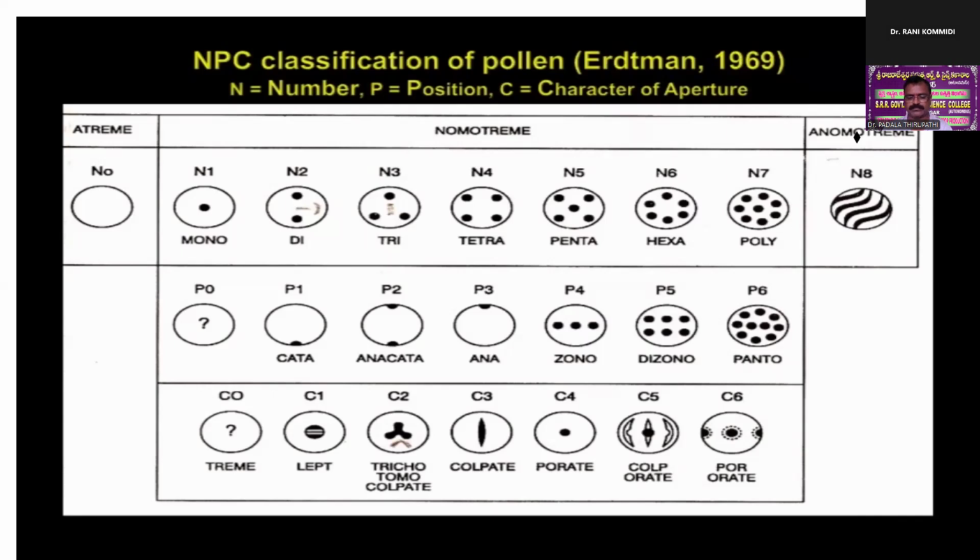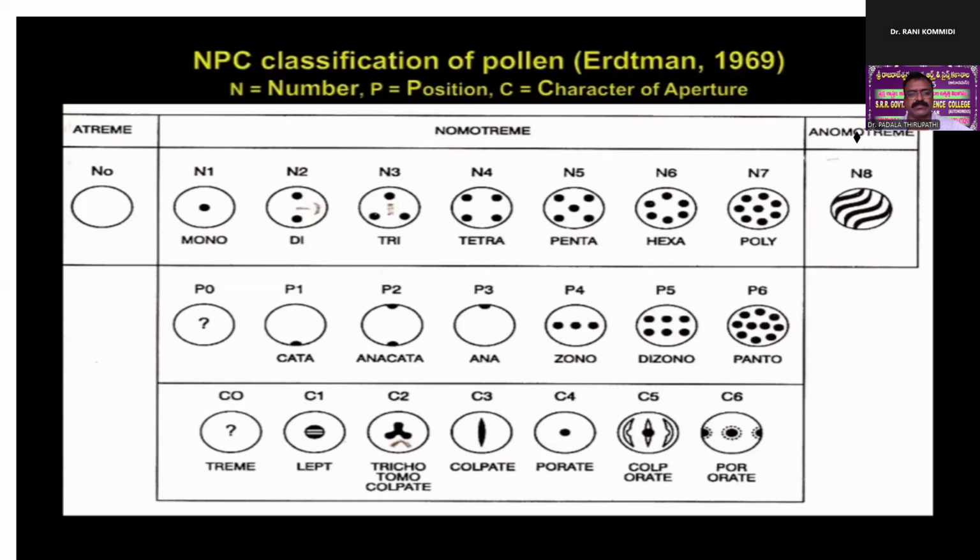Here P0 is no. P1 is catatreme: the pollen aperture is in the proximal phase. Just observe the dot; the dot looks like it is towards the inward section, towards the lower side. That is P1. P1 is nothing but catatreme.